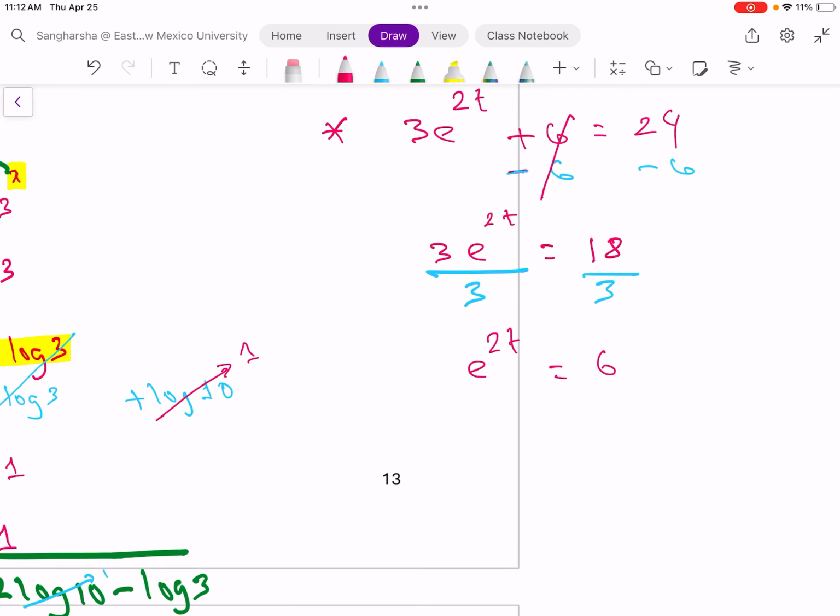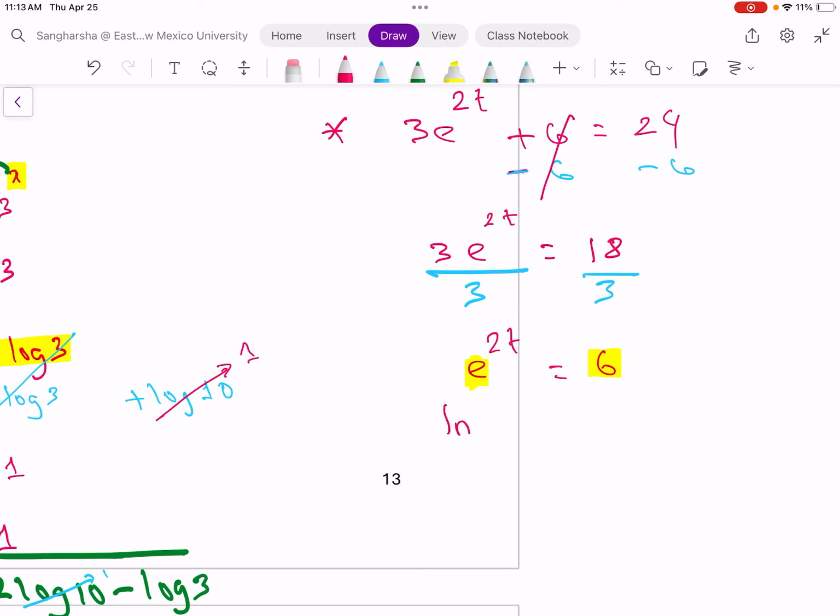Now, is there any way we could make the same base on both sides? On the left side, our base is e. e is 2.718. On the right side, the base is 6. Can we make the same base on both sides? No. If that is the case, we take log on both sides. In this specific example, our base is e, so let's take natural log. But you can still take common log. There is nothing wrong if you take common log. Since our base is e here, we're going to apply ln on both sides.